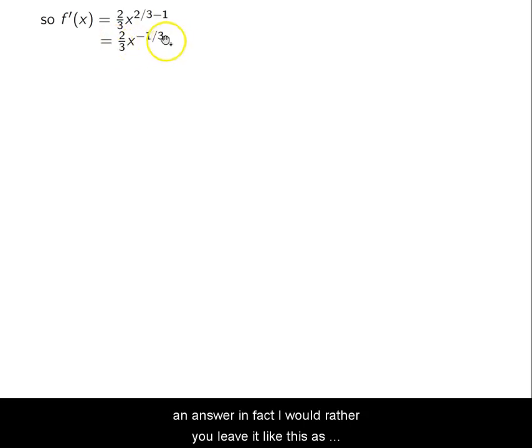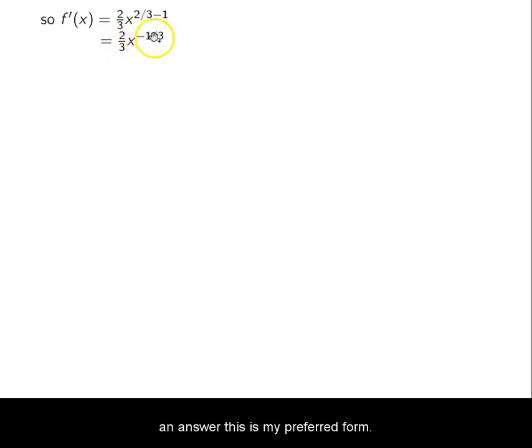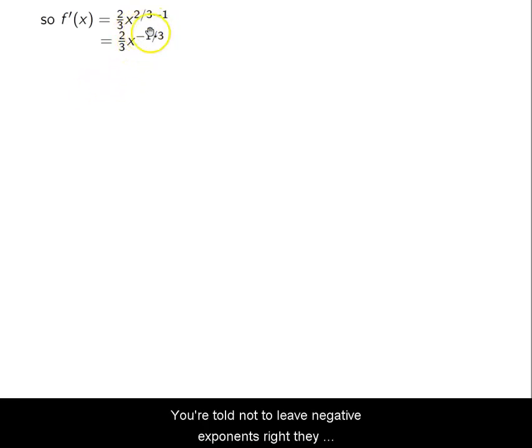To be honest with you, I am 100% fine with you leaving this as an answer. In fact, I would rather you leave it like this. This is my preferred form of an answer. It's weird because in every class up to this class, you're told not to leave negative exponents. They always say apply these rules. To be honest, from calculus and above, we don't want to see these in any other way. We would much rather see it like this because this is easy to work with. If you put it in the denominator, as a cubed root of x, that's fine, but it's preferable to keep it like this, because if I have to do any other work on this, this is the method that I would prefer to use.